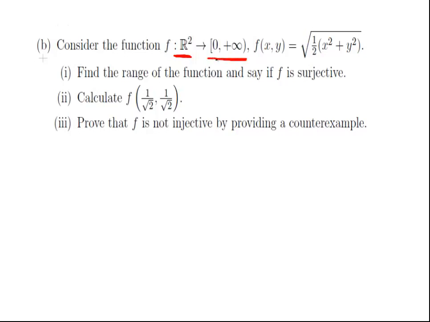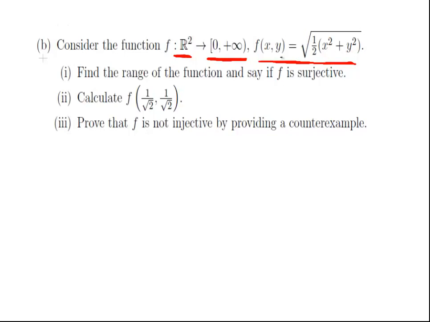The brackets essentially mean 0 inclusive is the lower bound of the codomain, and the upper bound of the codomain is plus infinity. And here's the actual proper function definition, or the mathematical formulation of it. This part here is important. You have two inputs, x and y, and this is the output: the square root of half of x squared plus y squared.